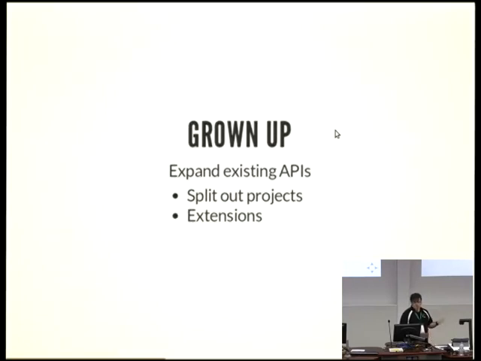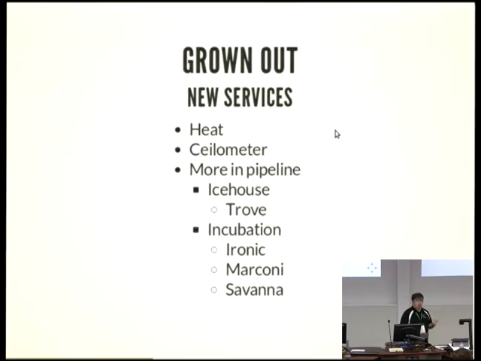So the existing APIs got bigger, we split out a lot of projects, extensions. So if you look at something like Nova, just at the RESTful API, the RESTful API is pretty comprehensive, but there's a whole bunch of stuff that we've added in since the beginning, and that's been marked as an extension, which can be turned on or off, so it's optional. So a deployer doesn't have to have that feature available.